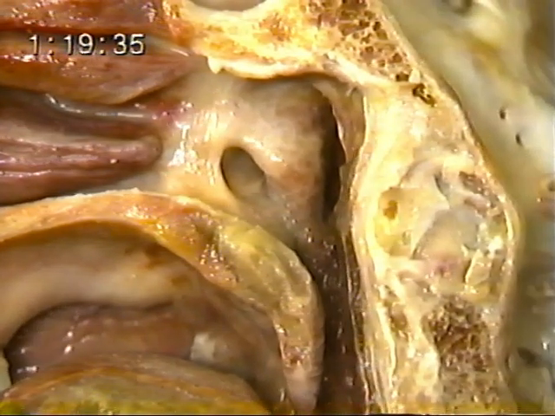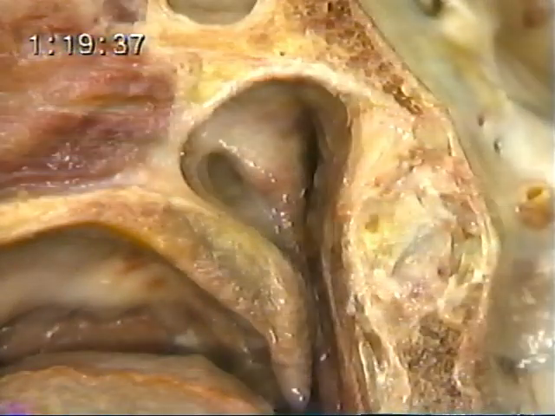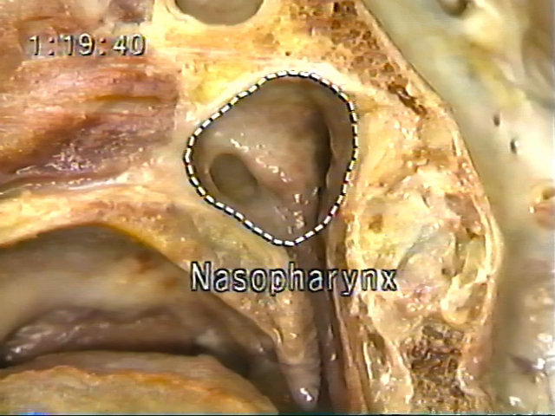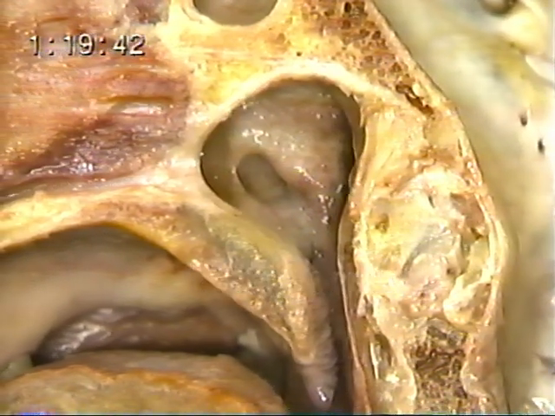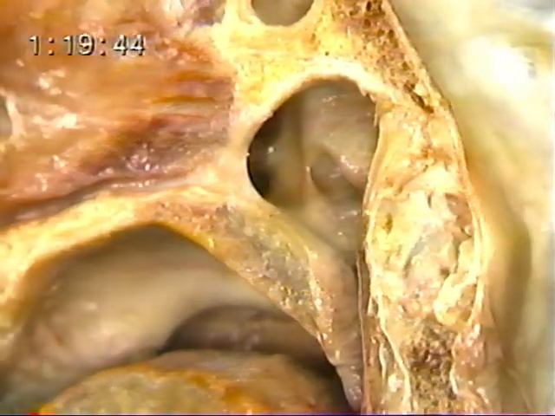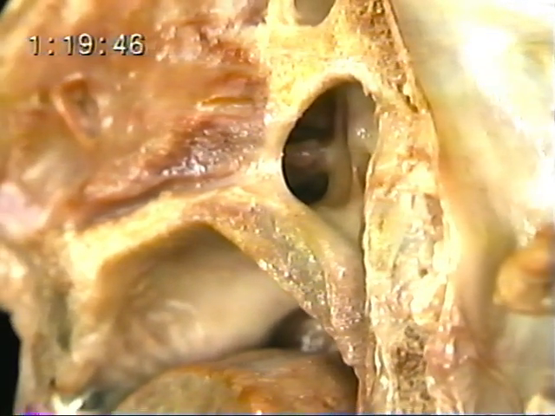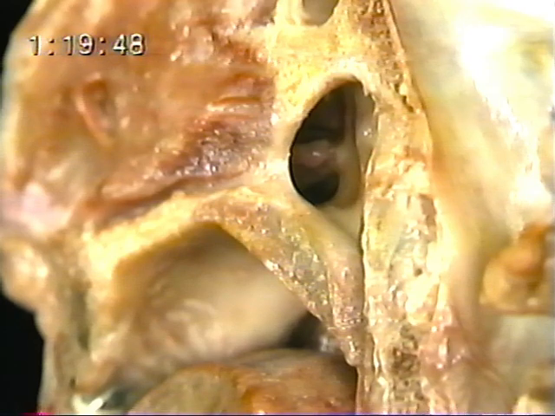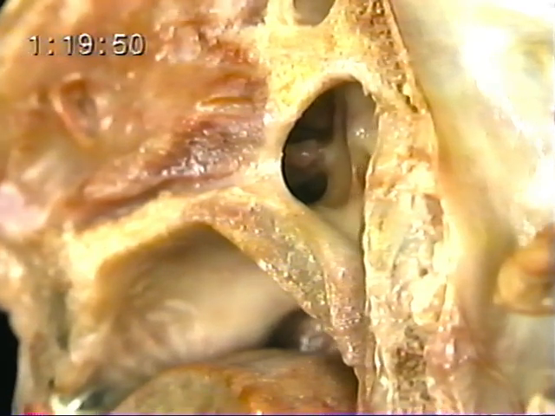Now we'll move back and look at the nasopharynx. To do that, we'll put the nasal septum back in place. Here's the right half of the nasopharynx. The openings from the two nasal cavities into the nasopharynx, here's the right one, are called the choanae, or posterior nares.